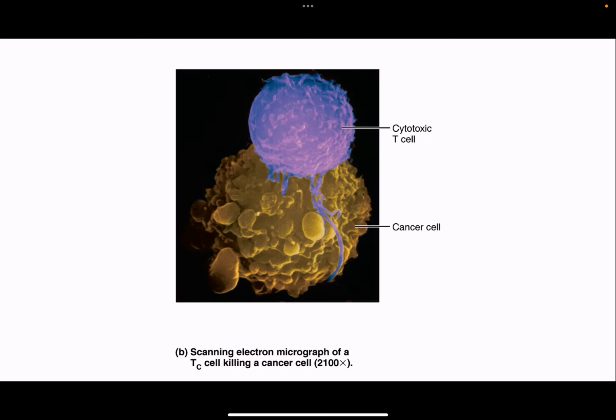So here's a cytotoxic T cell. This is a micrograph, so an actual microscope image of a cytotoxic T cell attached to a cancer cell. And again, it releases the proteins to create pores, releases the enzymes into the target cell, or this cancer cell here, and causes apoptosis of the cancer cell.